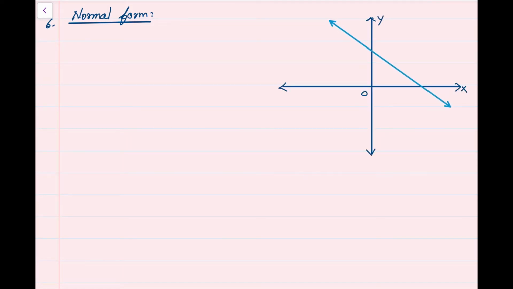Now, the sixth case is normal form. Let us consider a straight line, and normal is the perpendicular drawn from the origin to the line, and this length is p. This is called the normal. OA is length of the normal, which is p, and the normal makes an angle omega with the positive direction of x-axis. We can find slope of OA line segment, which is tan omega. Let the line be L.